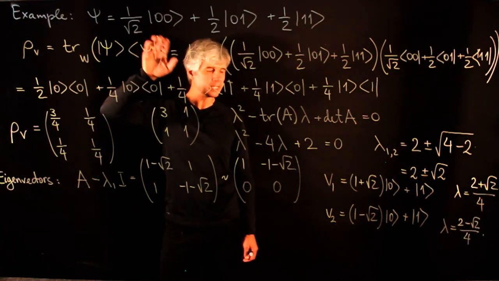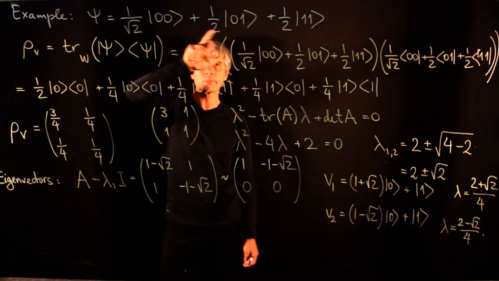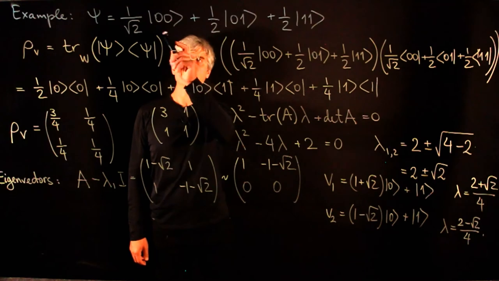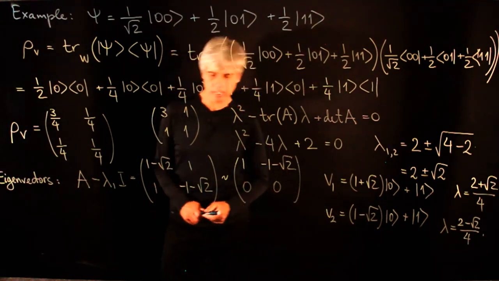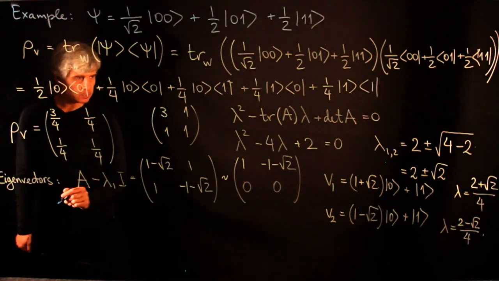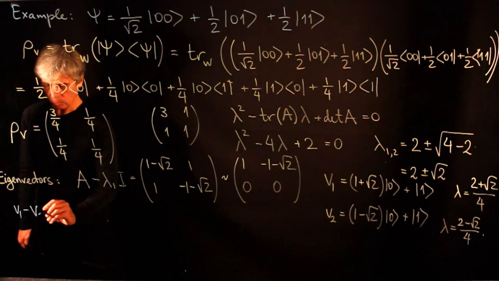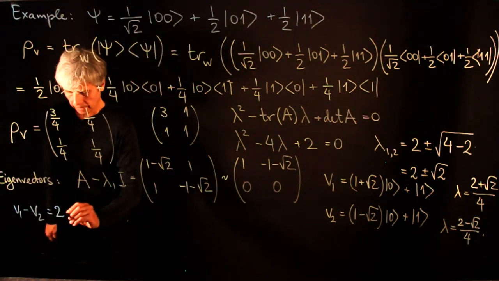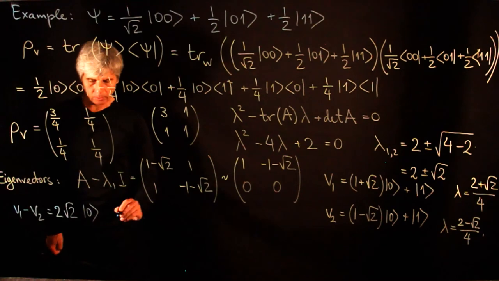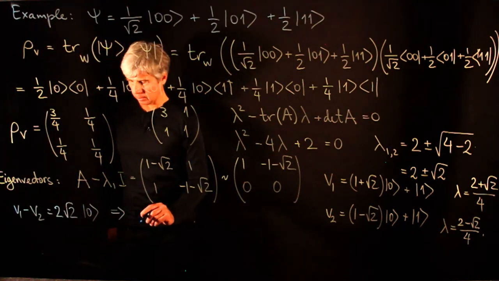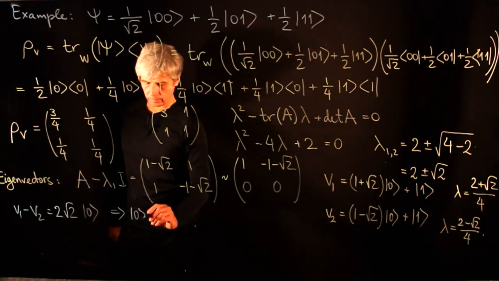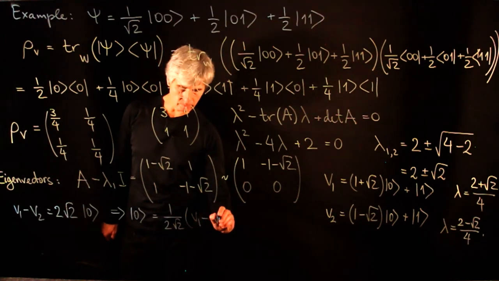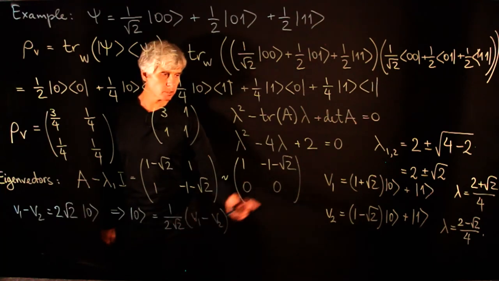So what we're going to do next is we are going to go from the standard basis vectors to the basis of eigenvectors. So for this reason, we need to express standard basis vectors in terms of V1 and V2. Well, for one of them, it's fairly easy to do, because if we take V1 minus V2, then this is equal to 2 square root of 2 times 0. So this tells us that 0 is equal to 1 over 2 square root of 2 times V1 minus V2. And then we can use this expression to express 1.